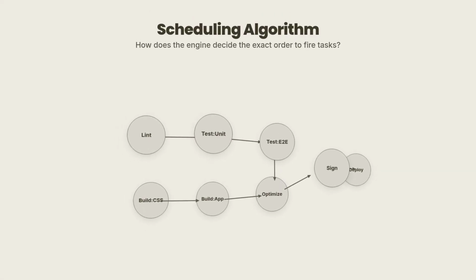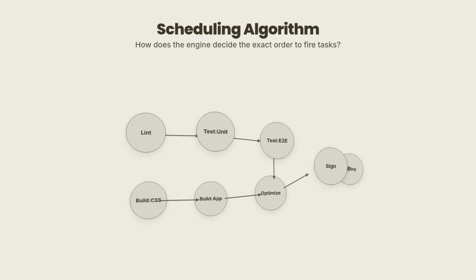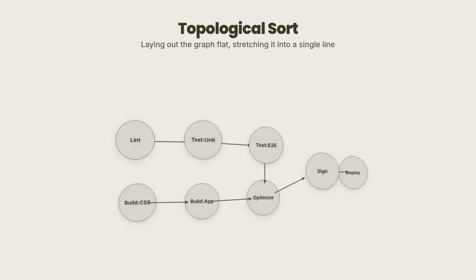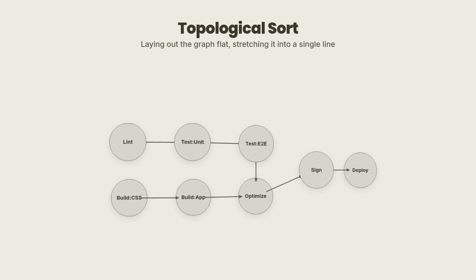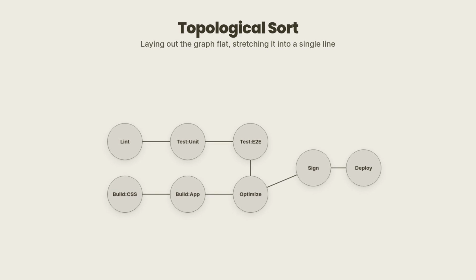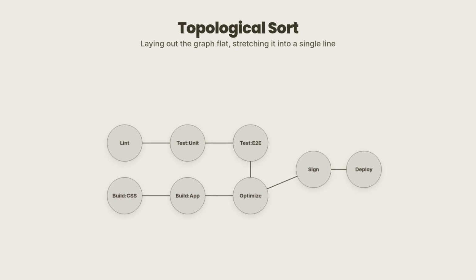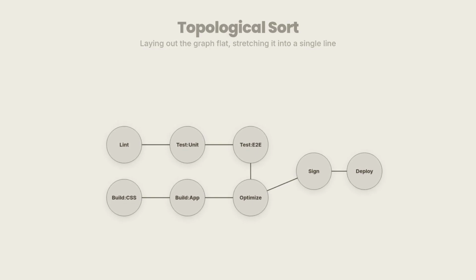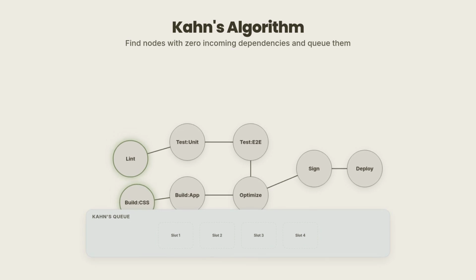Let's look at the scheduling algorithm itself. How does the engine decide the exact order to fire these tasks? It uses an algorithm called a topological sort. Imagine laying out our 3D graph flat on a table, stretching it into a single line from left to right, such that every arrow points forward. To do this, we use Kahn's algorithm.